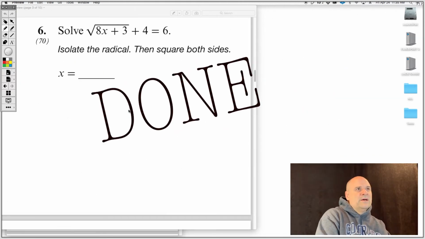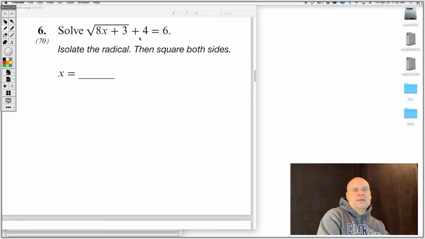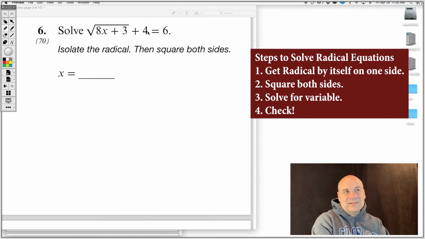All right, we're gonna solve this radical equation. So first step to solving radical equations is to get the radical by itself. So how do we do that?